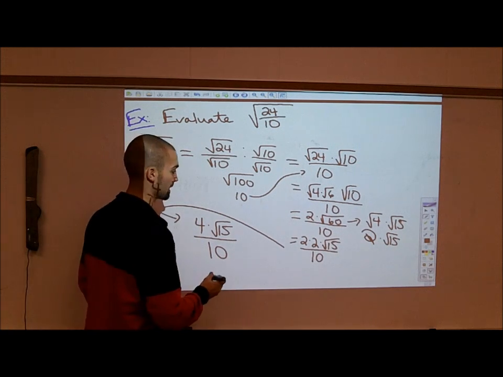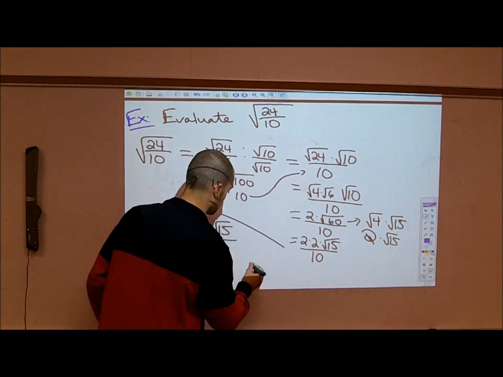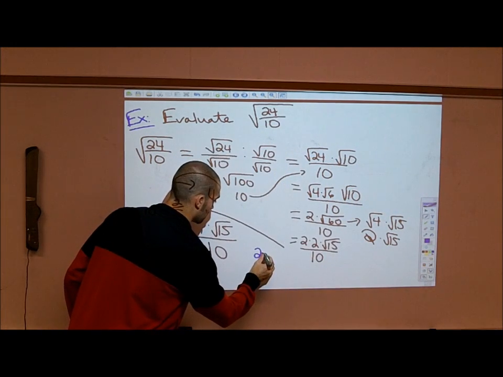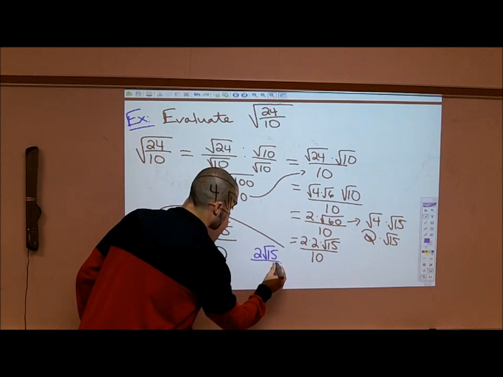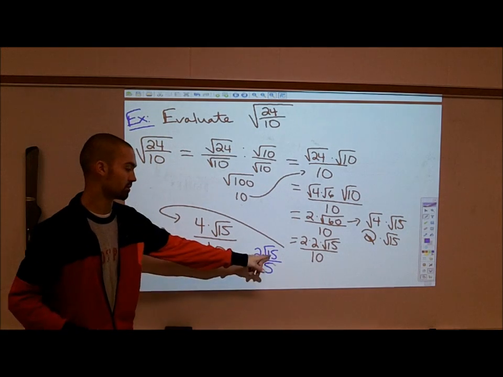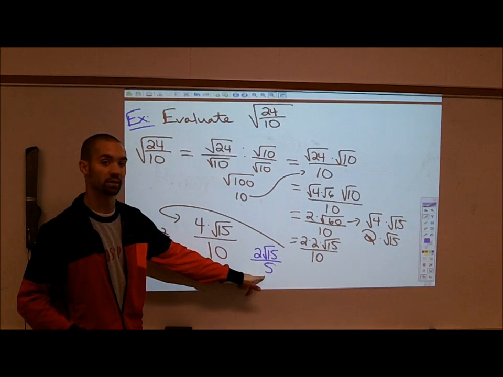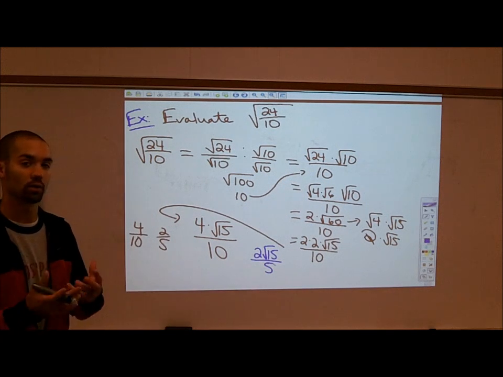So our final answer, I'm going to do in blue, is 2 radical 15 over 5. Okay? And you can't change this 15 and 5 because this isn't a radical, this isn't. Okay? So there's a lot going on right there.